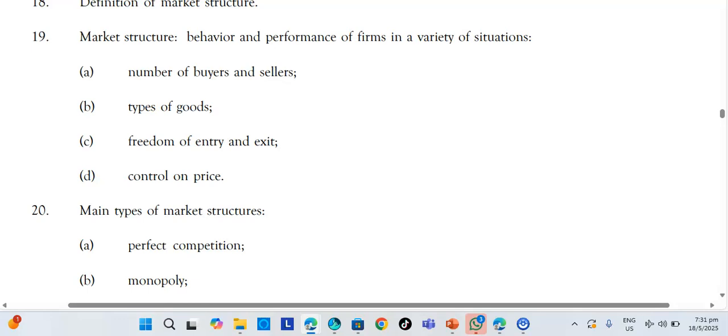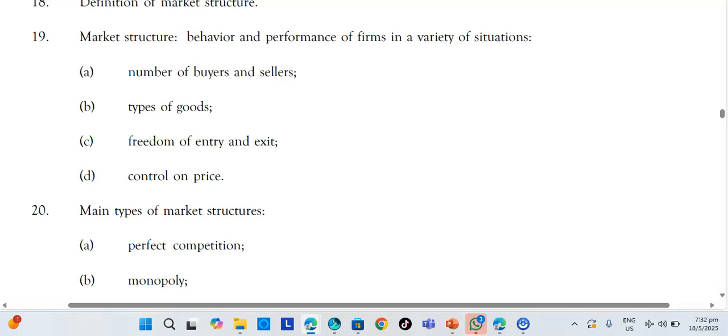So the first market structure is perfect competition. The number of sellers. How many sellers would you see in a market structure like that? Many sellers. Number of buyers, many buyers. We're looking at perfect competition. Example, farmers selling tomatoes in a local market. There are many sellers, many buyers. So that makes it a perfect competition market structure.